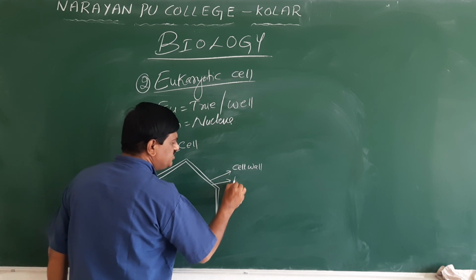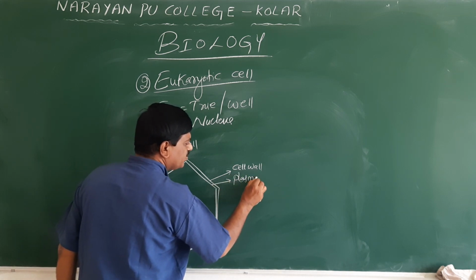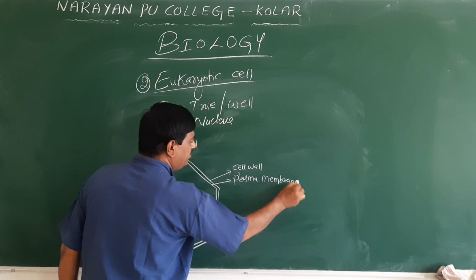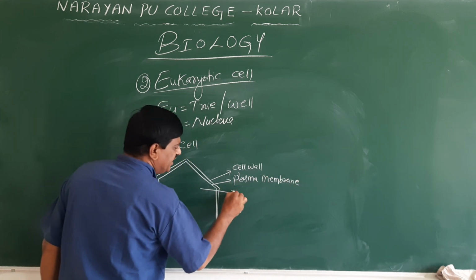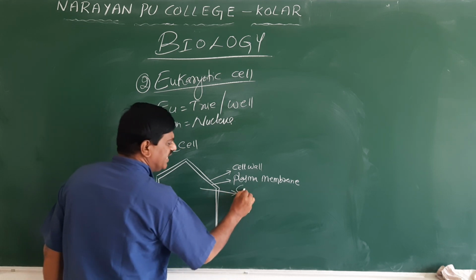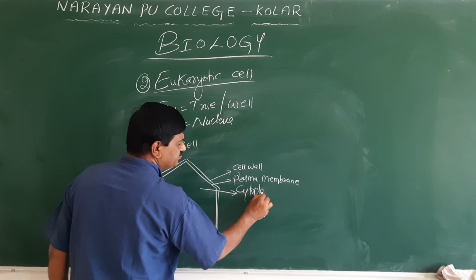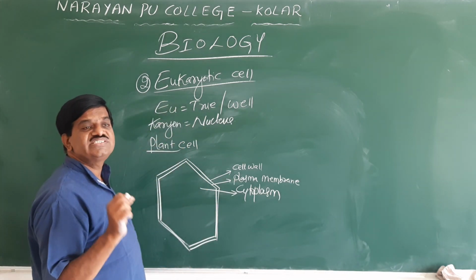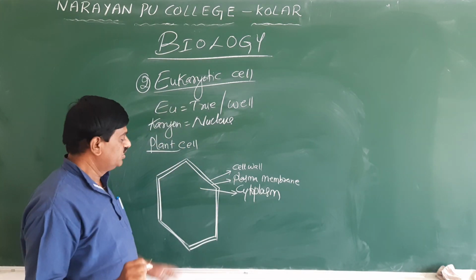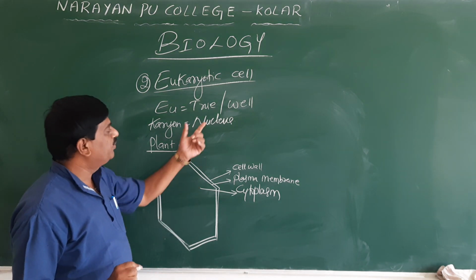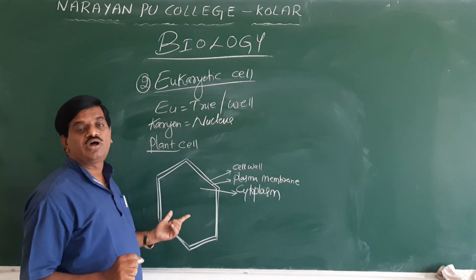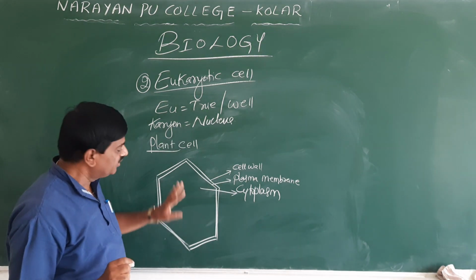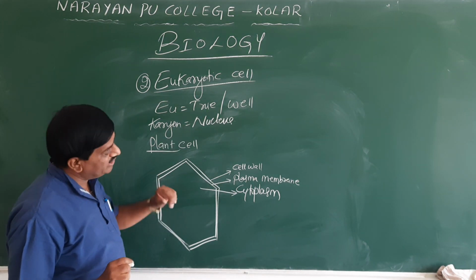So the second layer is plasma membrane. The space present inside the cell is called cytoplasm. This cytoplasm has all the cytoplasmic organelles. Here, well developed means all the cytoplasmic organelles are present in the cytoplasm, hence it is also called well developed. The nucleus is also well developed.